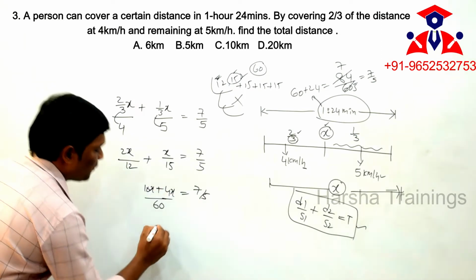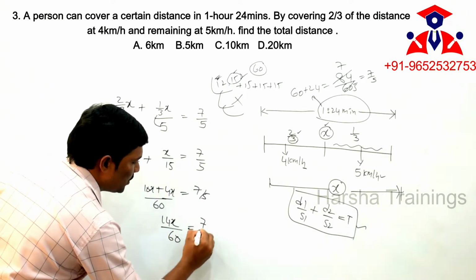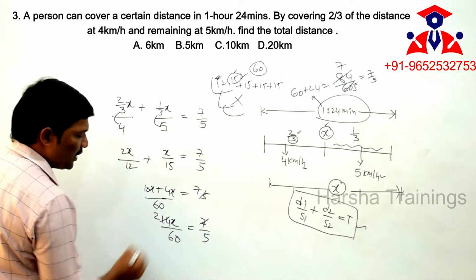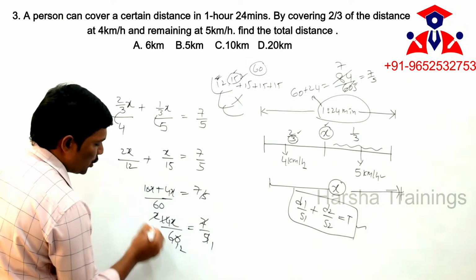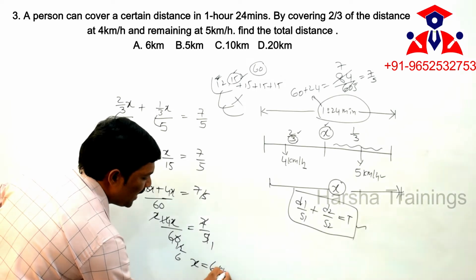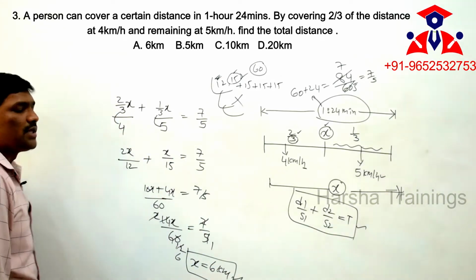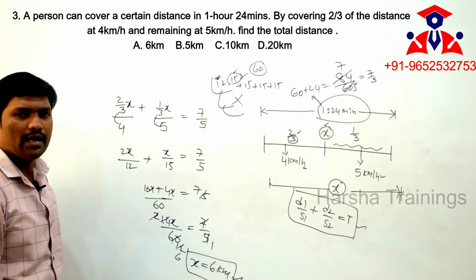10 plus 4 is 14x. 14x by 60 is equal to 7 by 5. Cancelling, 7 ones are 7, 7 twos are 14. Next, 5 ones are 5, 5 twelves are 60, 2 ones are 2, 2 sixes are 12, then x is equal to how many kilometers, guys? 6 kilometers. So which option is the right answer? Option A is the right answer.